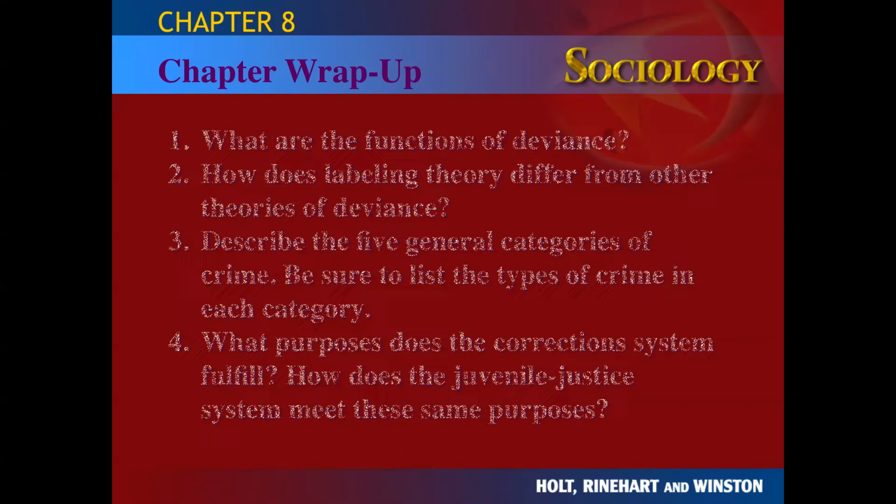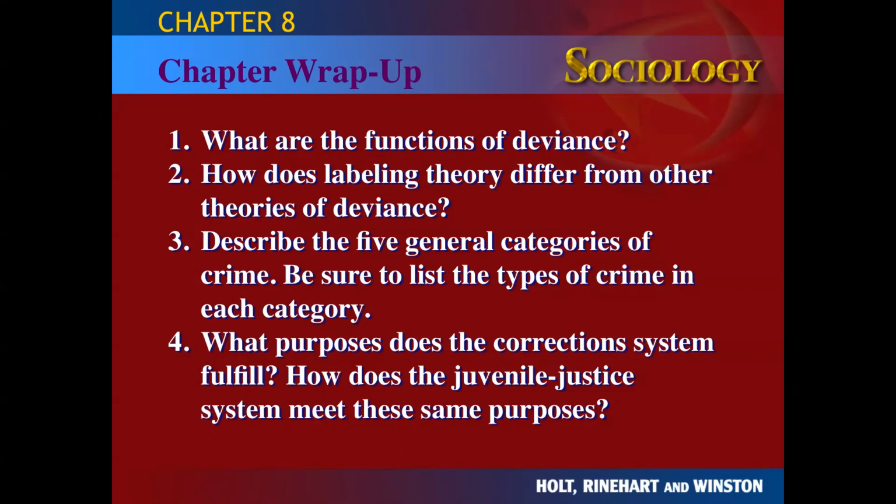And here is the wrap-up. What are the functions of deviance? How does the label theory differ from other theories of deviance? Describe the 5 general characteristics of crime. Be sure to list the types of crimes in each category. And what purpose does the correction system fulfill? How does the juvenile justice system meet these same purposes? And that's it.